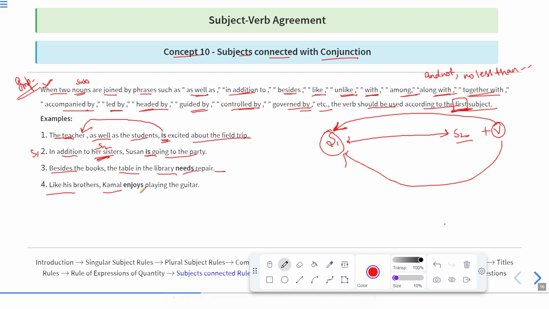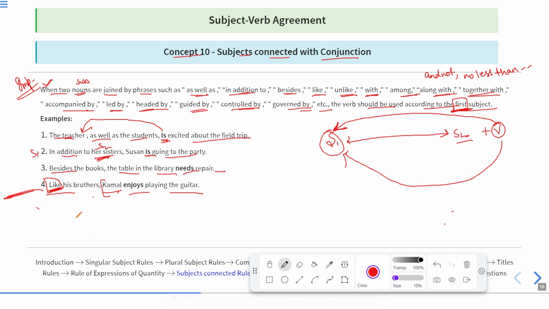Like his brothers, Kamal enjoys playing guitar. So Kamal, like his brothers, enjoys playing the guitar. Now here the first subject refers to the one which is actually before this conjunction which is given to us. So this is a very, very important concept.